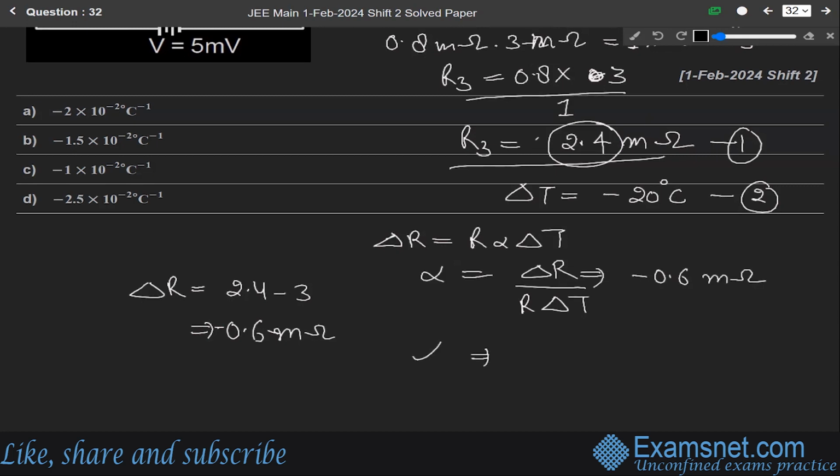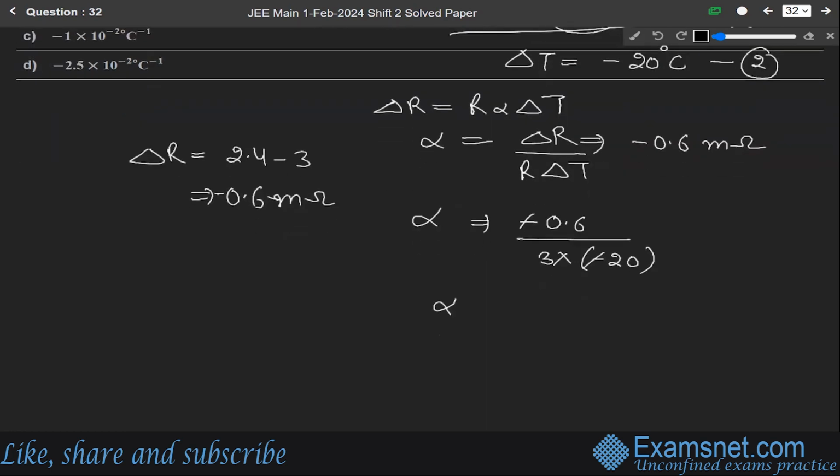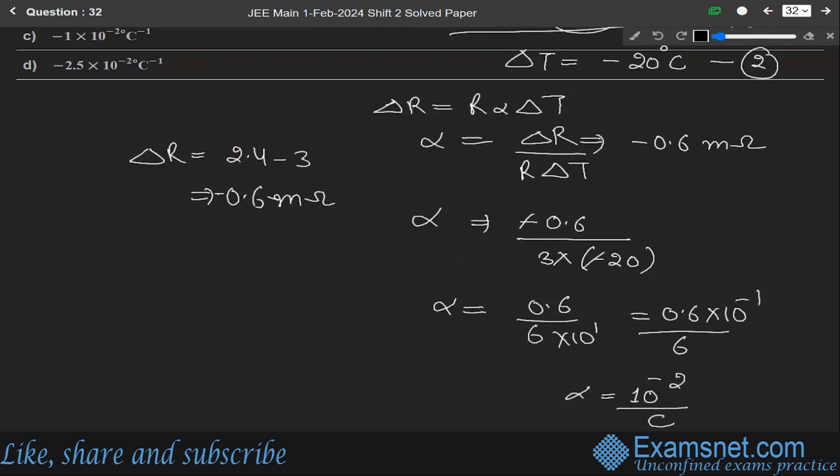Now putting the values, we get alpha equals minus 0.6 milliohm over R. Originally the R is 3 and delta T is minus 20 degrees Celsius. So this minus minus cancels. Now solving it, we get alpha equals 0.6 over 6 into 10 to the power 1, means 0.6 into 10 to the power minus 1 over 6. So we get alpha equals 10 to the power minus 2 per degree Celsius. Okay, this is our final answer.